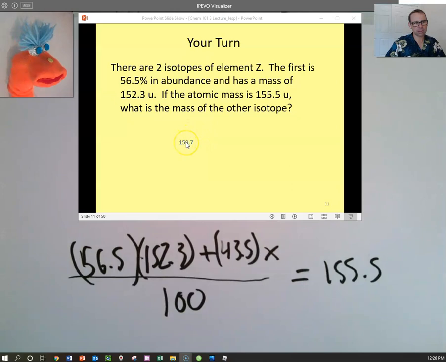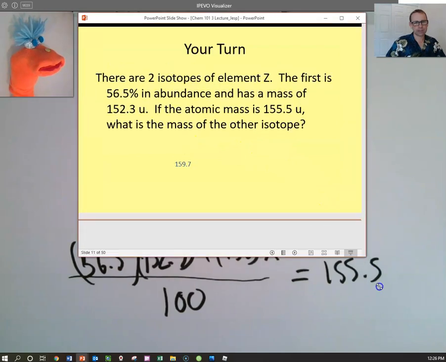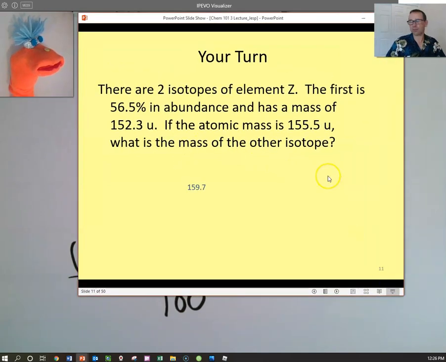And again, what is that? That's the mass of the other isotope. That's right. Very good. Excellent. Okay, very good. So we have to be able to remember isotopes.